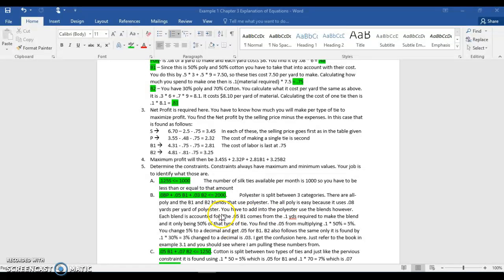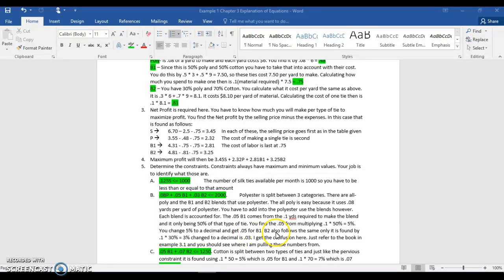So you're going to take the fact that for B1, it's 0.1 yards of silk to make the tie, but that's only 50% of that tie. And so you're going to find the 0.05 from multiplying 0.1 times the 50% of the tie, which is 5%. So that's where 5% changes to a decimal and gives you 0.05 for B1.